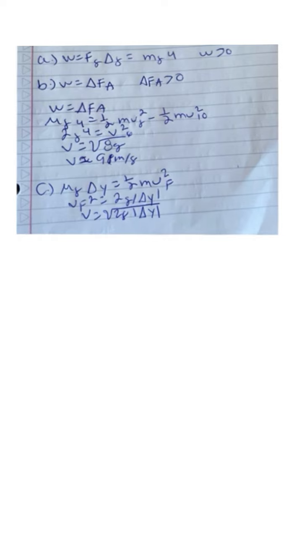And once we do that, we get that the velocity will be 9 meters per second for part B. For part C, it is asking us to generate the equation for any y. It's going to be mg delta y equals half of m v final squared. So v final squared is going to be 2g times delta y, and because delta y has to be positive, our final is going to be v equals the square root of 2g delta y.